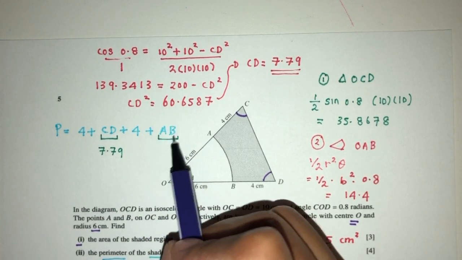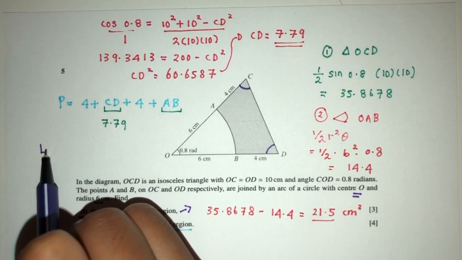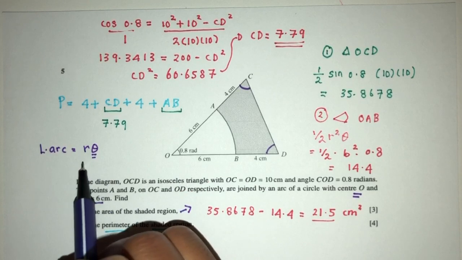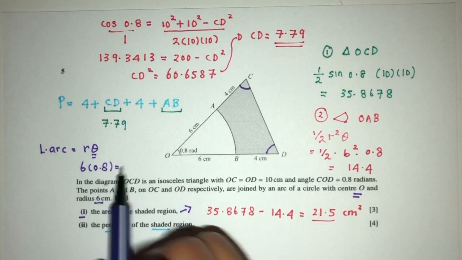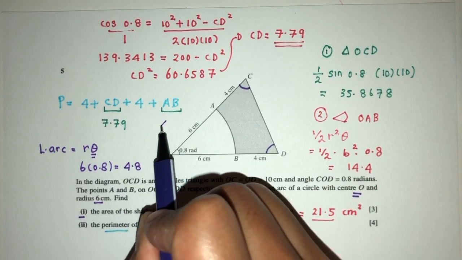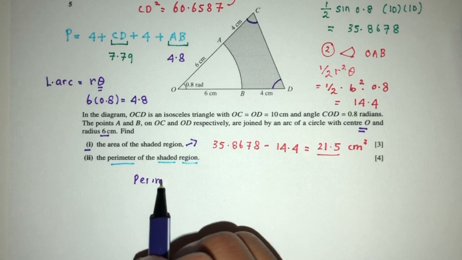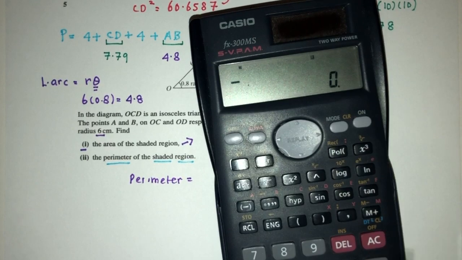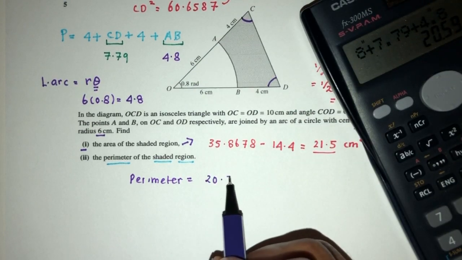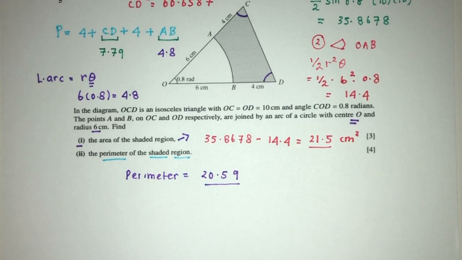And finally, we have to find the value of AB. Pretty easy. AB is the arc length, and we know by definition the length of an arc is equal to r times theta, which is the angle. Radius is equal to 6, and the angle is 0.8. That will be what? So let's check. 6 times 0.8, that should be 4.8. So let's add everything together to find the value of our perimeter. 4 plus 4 is 8, plus 7.79 plus 4.8, that should be 20.59. Okay, so that will be part 2 of this question in regards to circular measure.